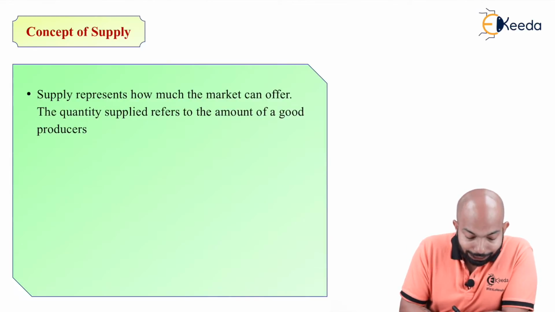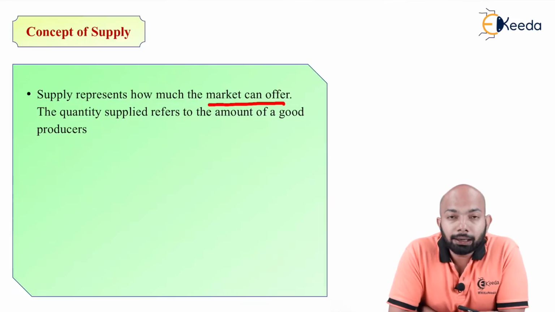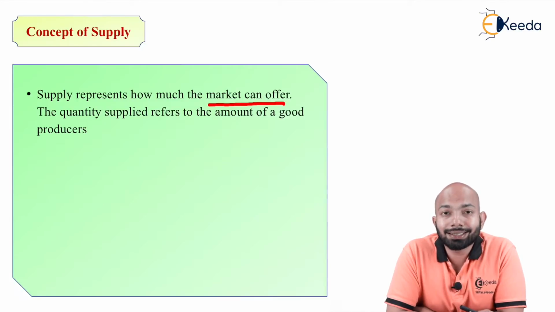Now, they've mentioned that supply represents how much the market can offer. You can demand without any limits on it. That means your demands are unlimited, but the market has only certain things to offer which are in present existence. Now, this existence confines or restricts the supply any market can offer.